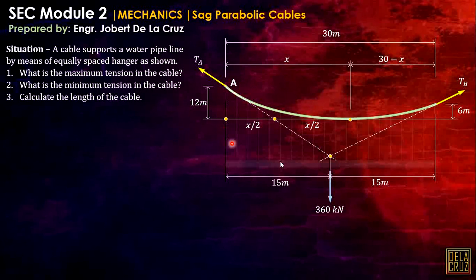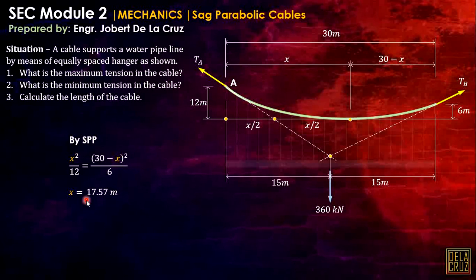So, let's analyze this first. Let's calculate the x first. By the square property of parabola, that will be x squared over y, which is 12, equals 30 minus x squared, this horizontal distance, over 6. This is the distance from that point up to the sag point. That is the definition of this y below. Now, we calculate the x, that is 17.57.